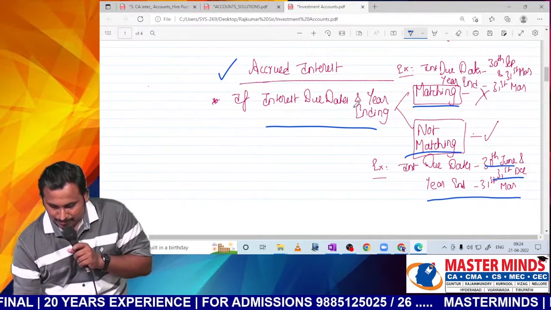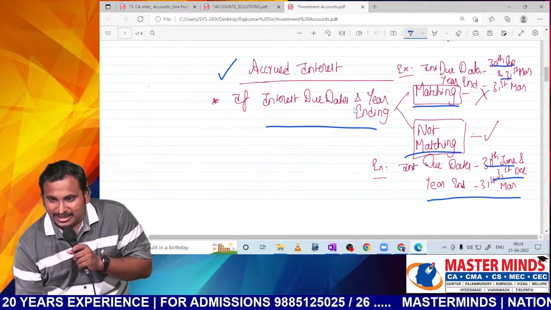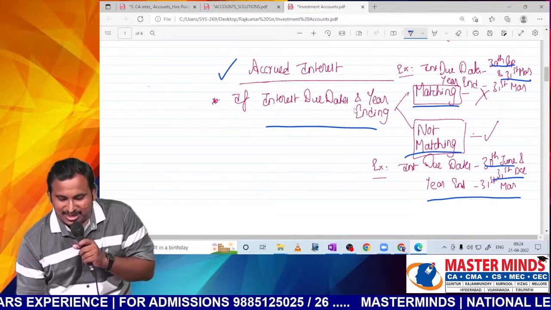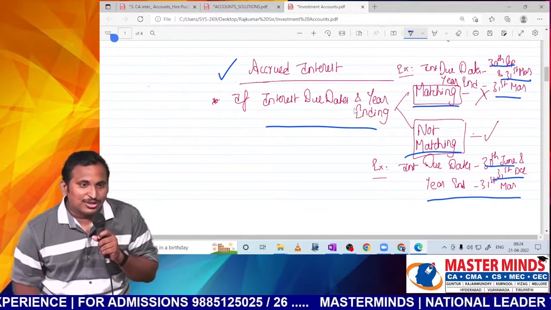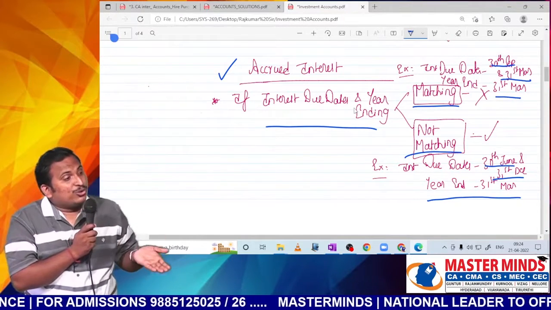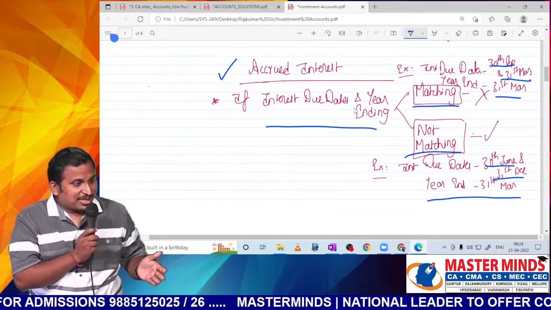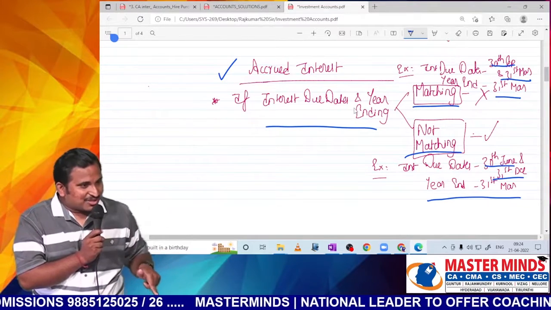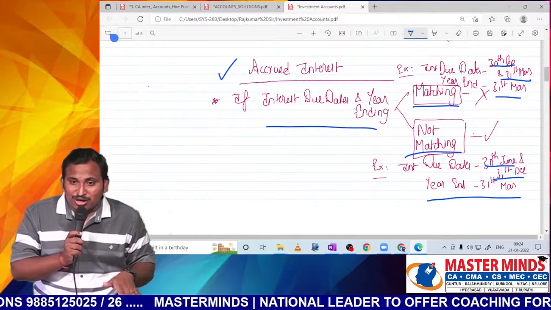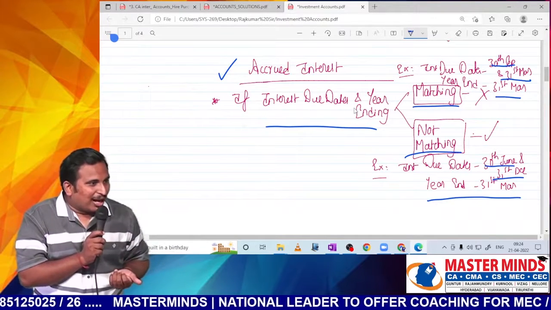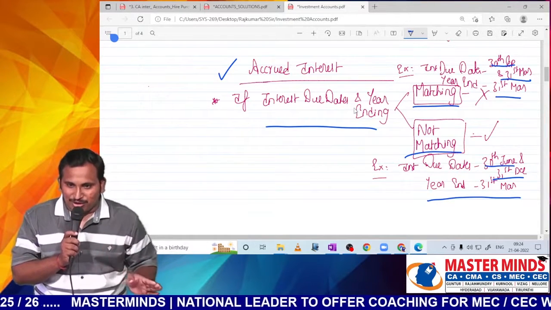Let me take the example. Interest due dates are 30th September and 31st March. Year ending is also 31st March. Now tell me, last interest due date, what is that? 31st March. That means you have received interest till 31st March. You are closing also books of accounts on 31st March. Any receivable? No. So thereby accrued interest will not be there.